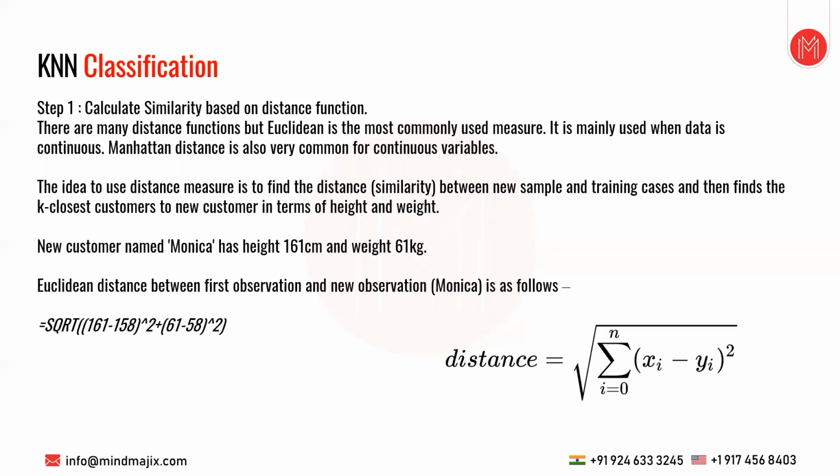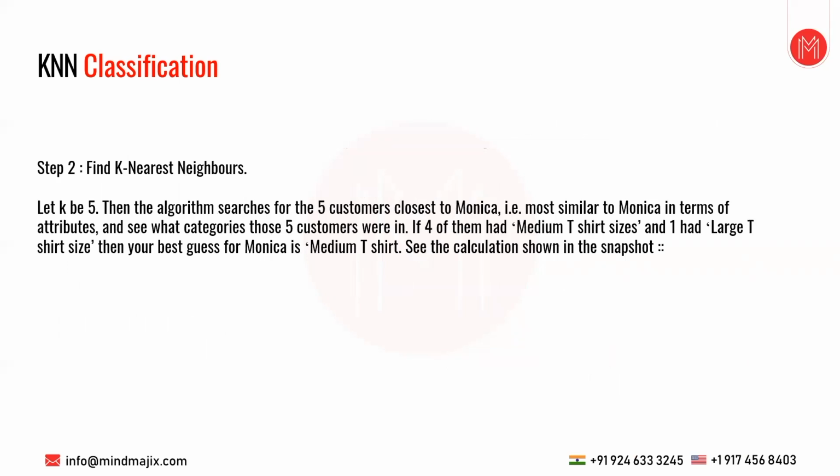Similarly we calculate the rest, and we have to calculate the distance of all training cases from the new case, and then calculate the rank in terms of distance. The smallest distance value will be ranked as 1 and considered the nearest neighbor. Now let's talk about step number 2.